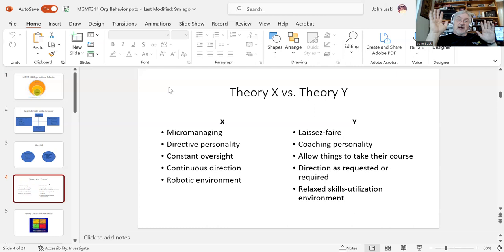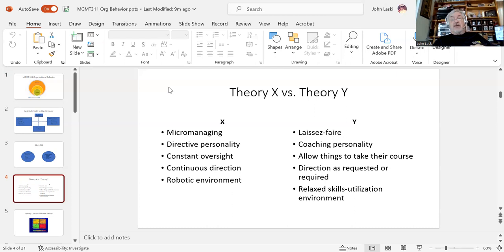A really directive personality, constant oversight, continuous direction. You're sitting sideways in the chair. You're not using the mouse. We purchased as an organization these so that you could do that, or whatever it happens to be. A really, what I would characterize almost as a robotic environment.